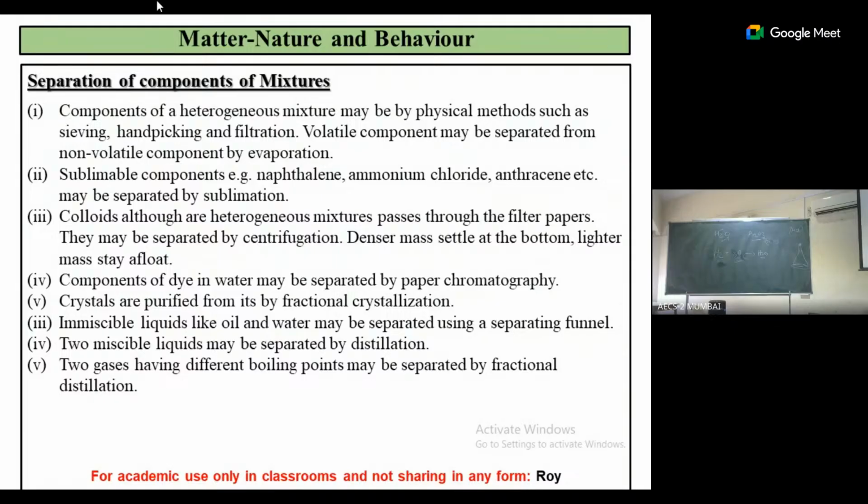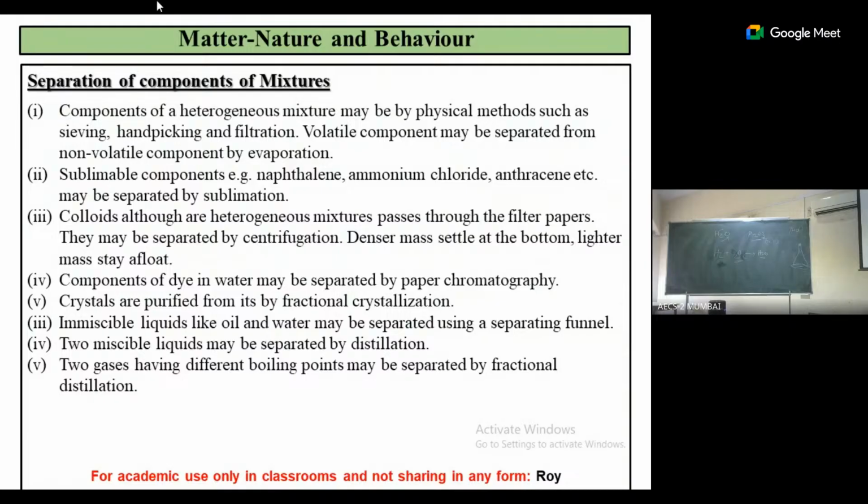Components of dye in water, the dye, the ink. Chromatography. What is chromatography? The components are separated by their different speeds of moving through the paper. The solvent and the dye are components, but they have different speeds of moving along the paper. For example, we use paper here.